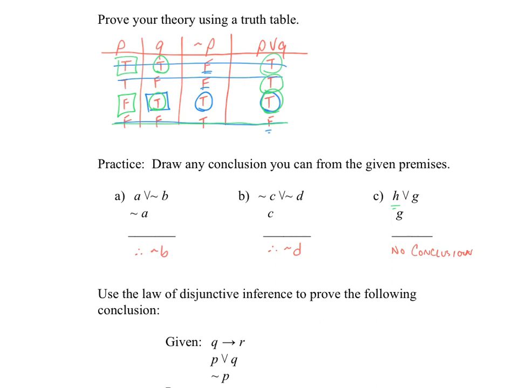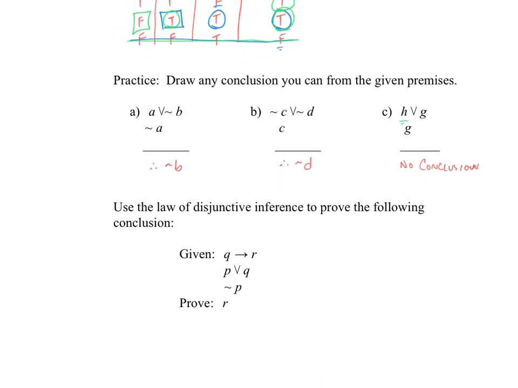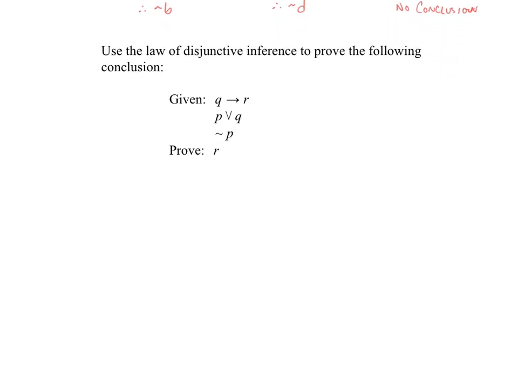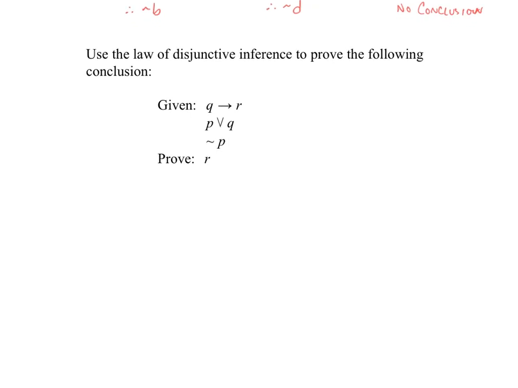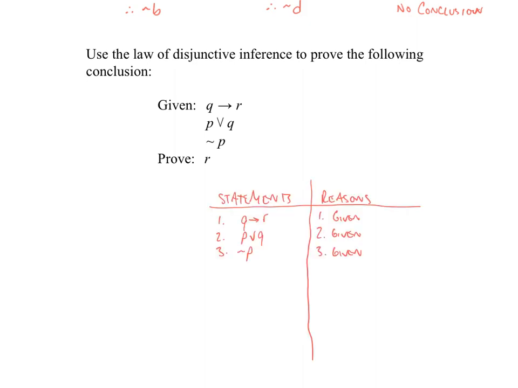All right, so now we're actually going to see this in a proof. We're going to use the law of disjunctive inference to prove the following conclusion. So given if Q then R, and P or Q, and not P, we need to prove R. So we'll make our two columns and set up our statements and our reasons.